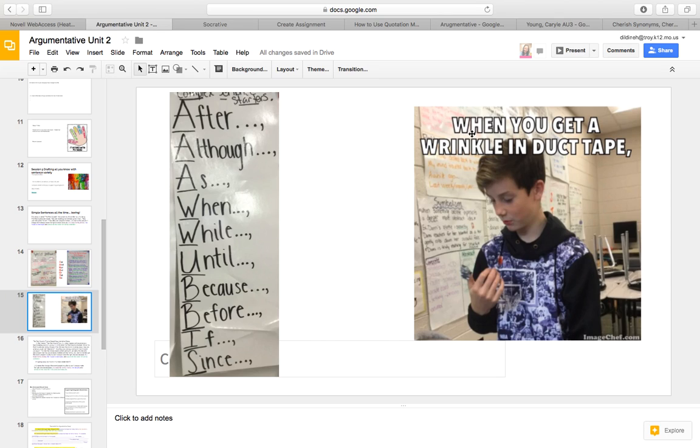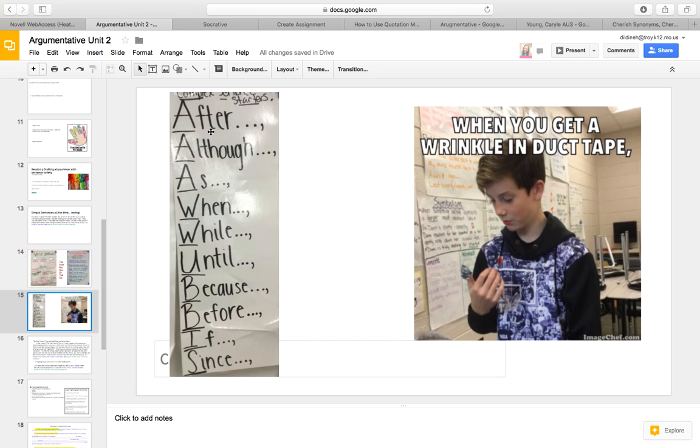Like this one: when you get a wrinkle in your duct tape, okay, comma. And then the sentence actually finishes that to make it a complete thought. But just so you know, I see a lot of these where kids put a period at the end and they think that's a complete thought. It is not a complete thought. I know that you see that in social media all the time, but just know that it's the picture that is finishing the thought, okay?